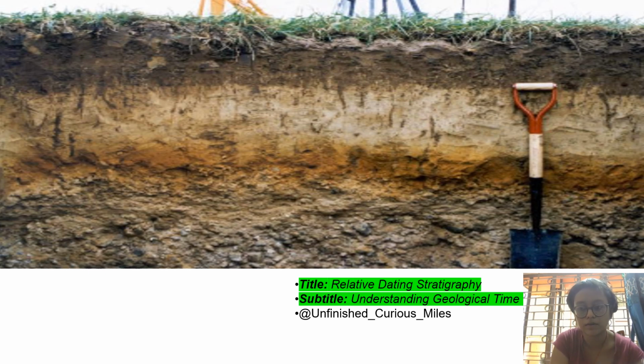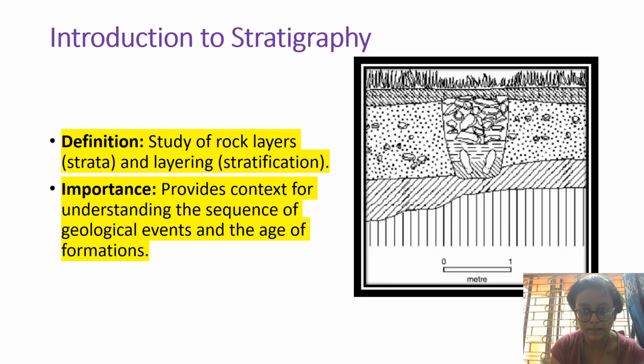Today in this video we will try to understand what relative dating in archaeological anthropology or prehistoric anthropology looks like. Now, quickly begin with today's slides. Firstly, we have to understand what stratigraphy is. Stratigraphy means the study of rock layers, strata. The word strata means rock layers, and the layering is known as stratification.